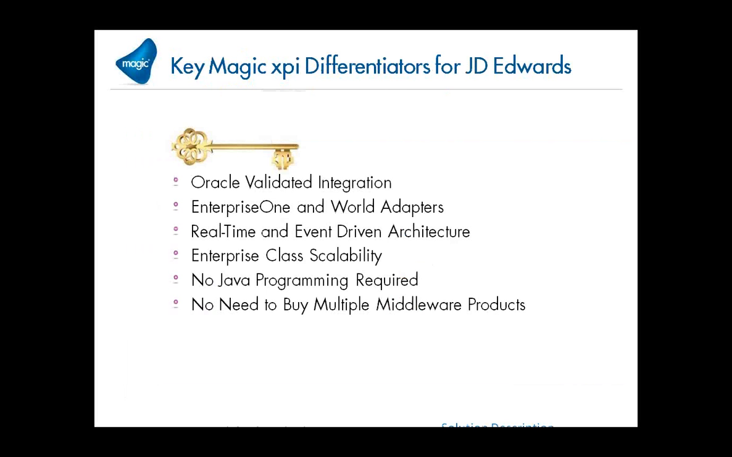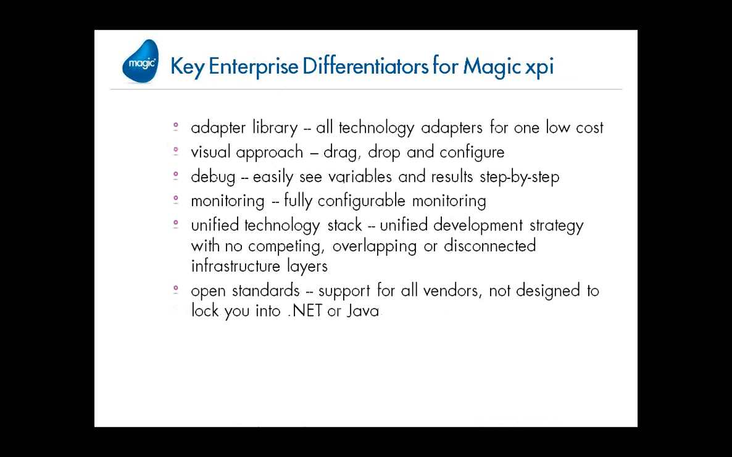So the key Magic XPI differentiators for JD Edwards are that we have Oracle-validated integration, we have Enterprise One and World adapters, we take a real-time and event-driven architecture approach so that you can run both synchronous and asynchronous processes. We provide enterprise-class scalability. There's no Java programming required at any time, and there's no need to buy multiple middleware products. You just implement the Magic XPI integration platform, and you're ready to go.